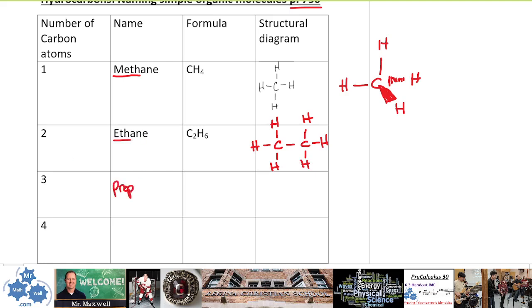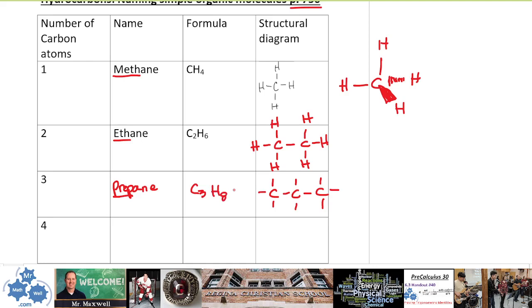Propane is the next one. Meth, eth, prop. Meth, eth, prop. Have to remember that. And that's going to be C3. How many H's are going to be attached there? Well, let's see. We have 1, 2, 3 on this end, 1, 2, 3 on this end, and then we have 2 more in the middle. So what's that? C3H8. Awesome.